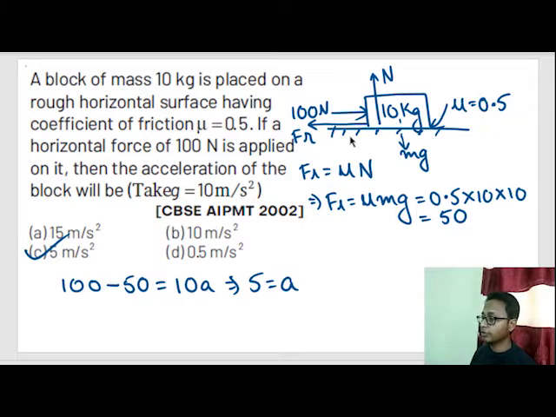Okay, because as soon as this force exceeds beyond mu n, the value of friction force stays as mu n. Okay. Now let's read the next question.